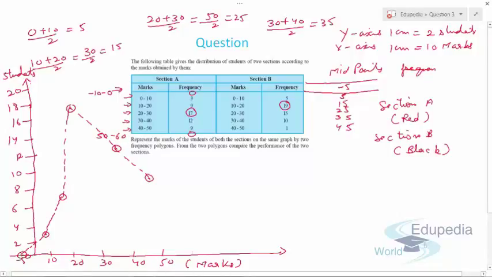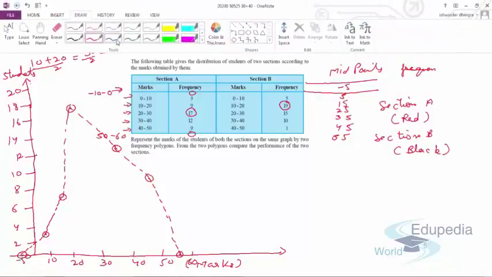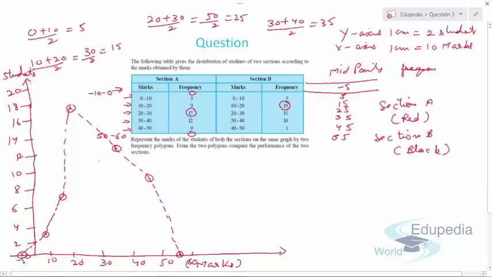The next point is 50 to 60, it will be 55, frequency 0, so this will be the point. So we close the polygon like this. So this is the polygon for section A. Now we need to draw the polygon for section B.